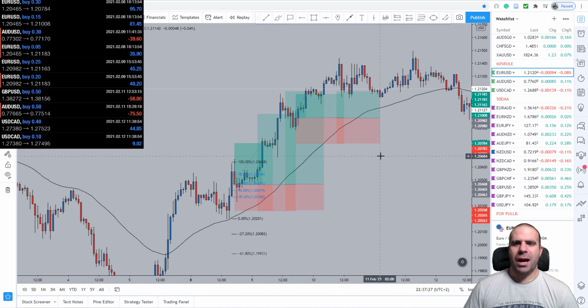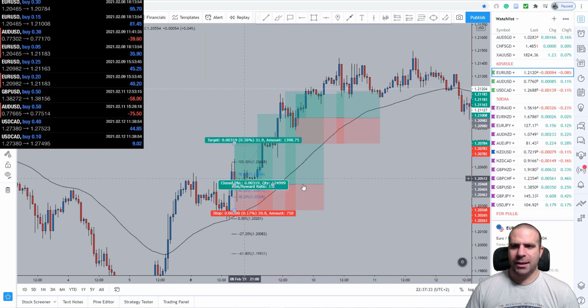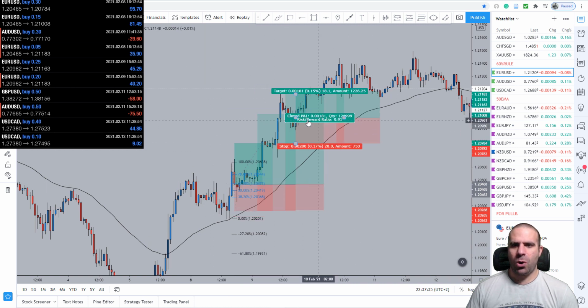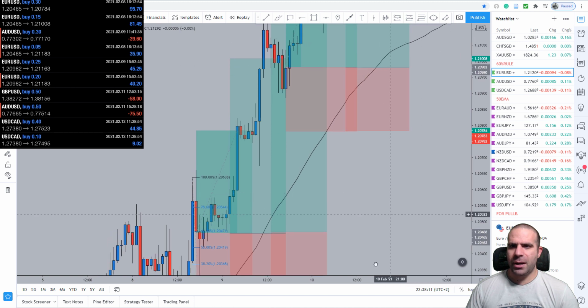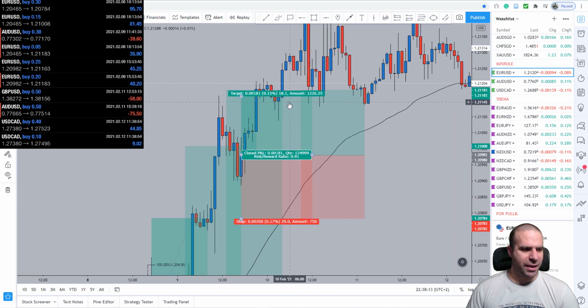Now I'm going to be talking about the second entry using the 60% rule once again on Euro USD. I re-entered, as you can see, over here, and we entered with 4.5 mini lots, and as you can see, we closed the first one around this area, and of course I'm going to be showing the entry.